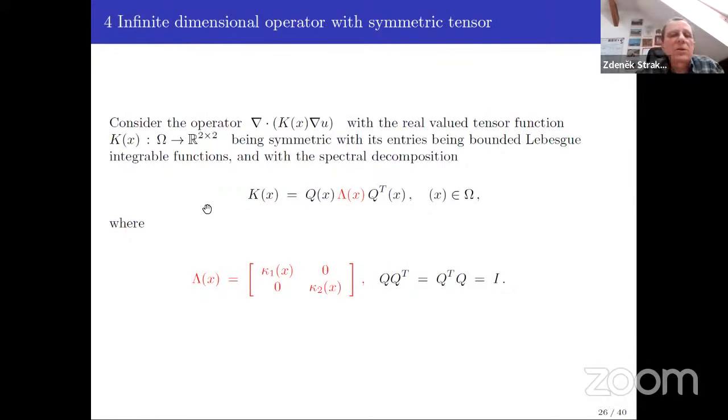So the main result, the setting is we just consider this operator where k is now, because we are in two-dimensional domains, a 2 by 2 symmetric matrix. Okay. So then we can have a spectral decomposition of this, and this diagonal is simply determined by two functions, kappa 1 and kappa 2. This kappa 1 and kappa 2 can be very different. It can be constant, for example, different values of the constant. So you can see that they can kind of mimic some different coefficients of the material or whatever.